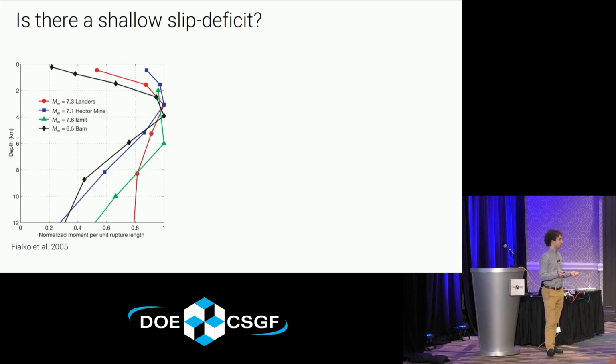And that inverse problem, the way we do it could be flawed. So this inference of a shallow slip deficit, maybe there's a real physical reason for it. Maybe it's a real signal. Or maybe it's a signal that's a result of doing an inverse problem in some imprecise way.